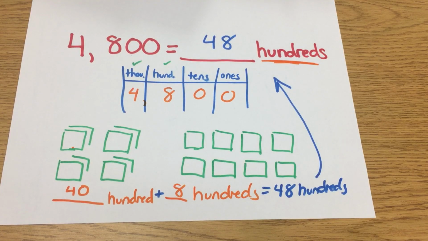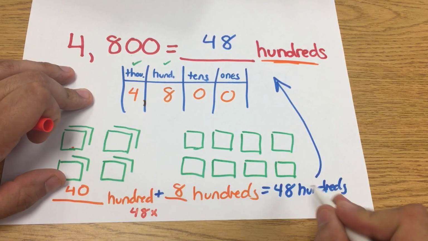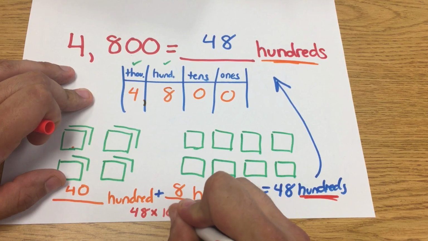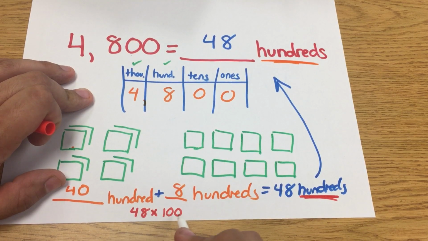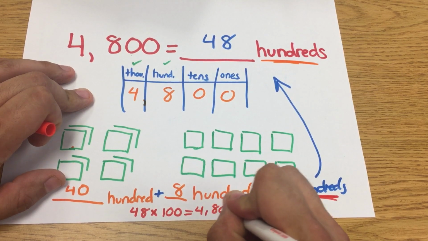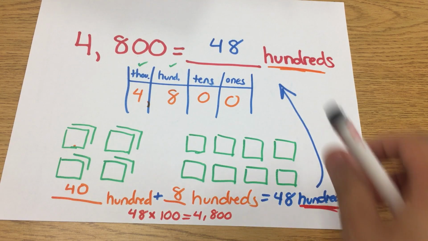And we can also express that as a multiplication problem. Let's think about that. I've got a total of 48 times what? 48 hundreds. So I can express that as 48 times 100. 48 groups of 100 equals 4,800.